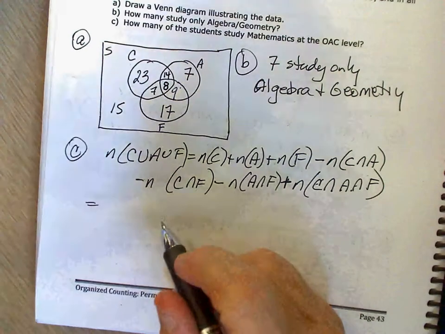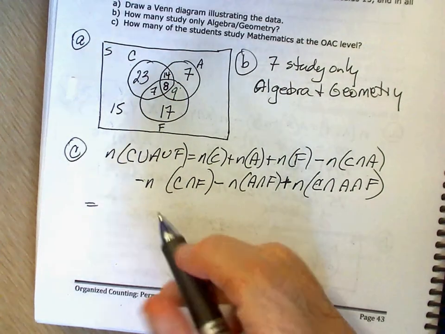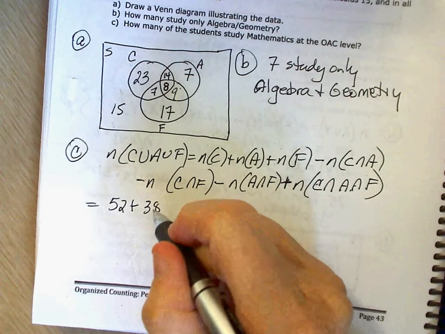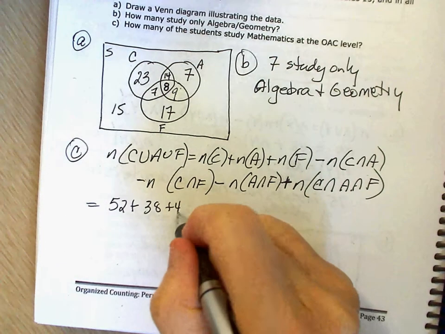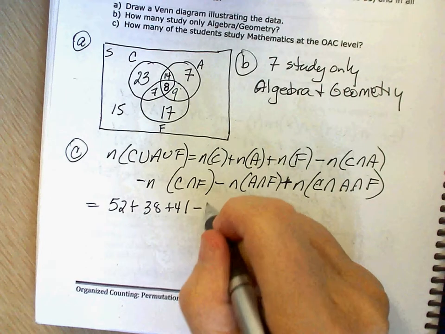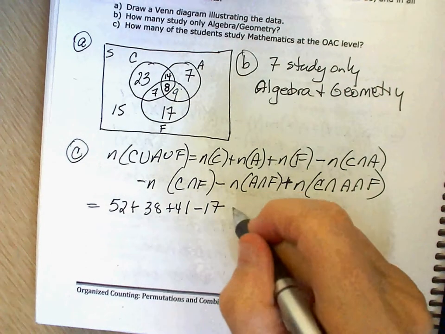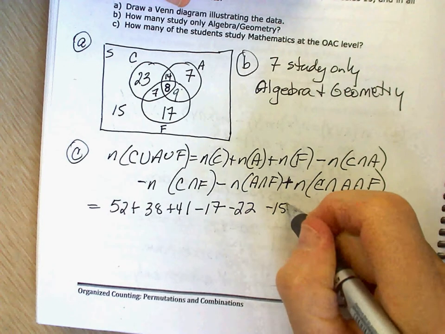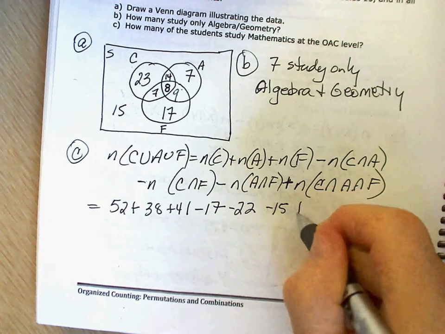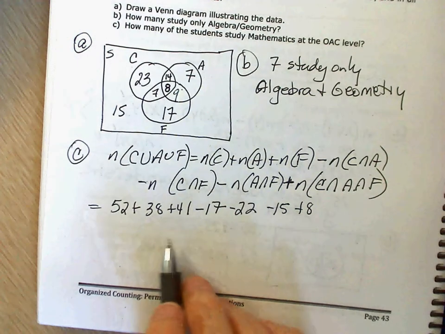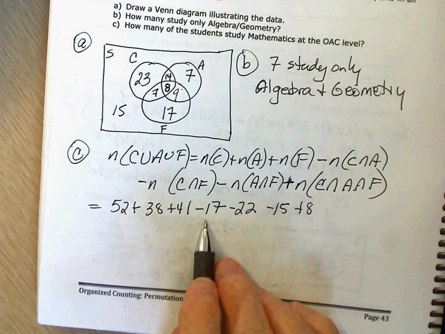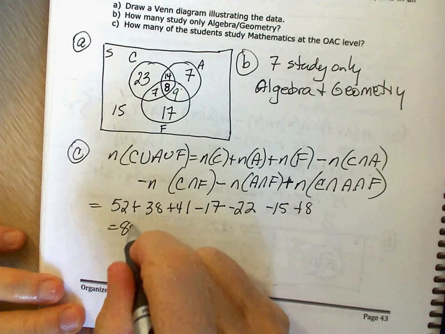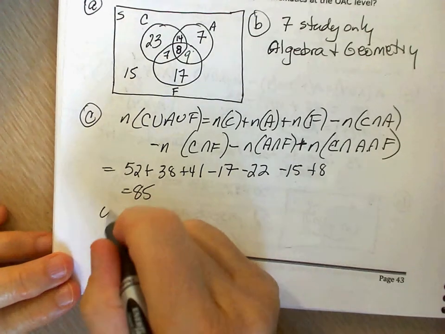So the number in calculus, 52, 38, 41, minus 17, minus 22, minus 15, plus 8. And that equals 85.